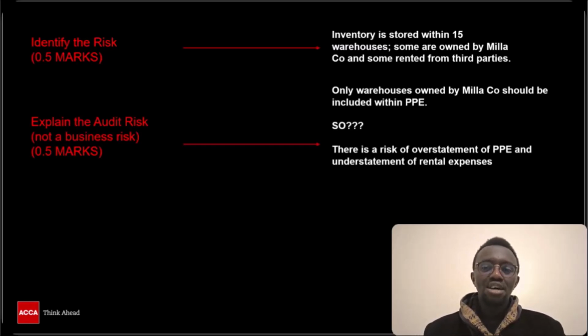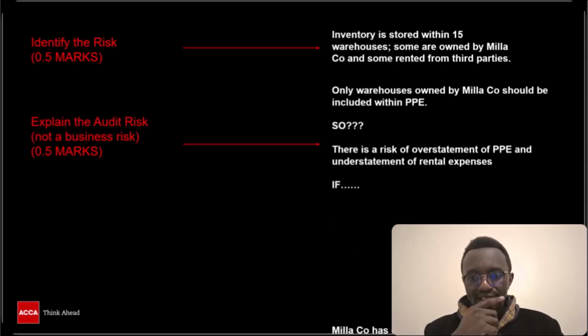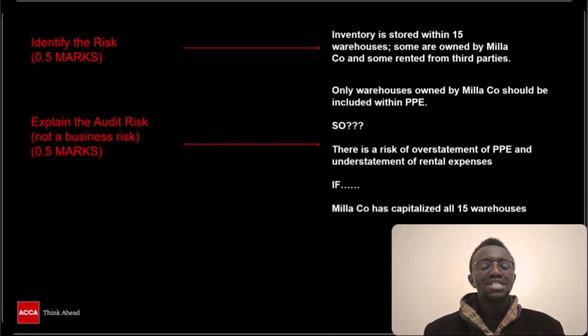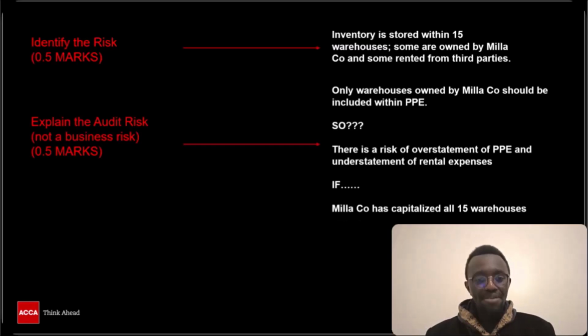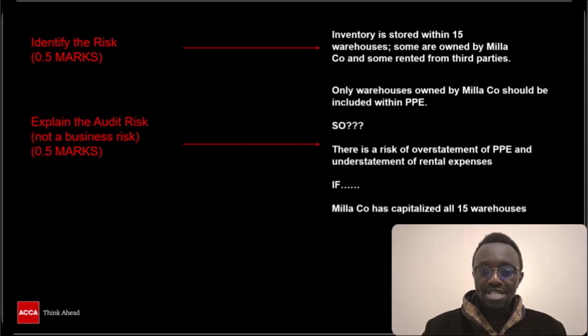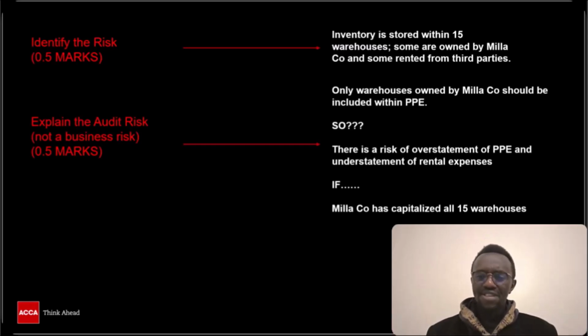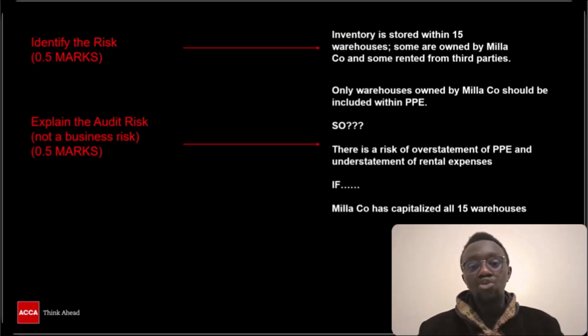Aha. If what happens? Well, if Miller Company has capitalized all 15 warehouses, now that makes sense. That makes sense. You see, you've told me there's a risk of, and look at this, the areas affected, PPE, rental expenses, those are within the financial statements, and you've told me overstatement, understatement, fantastic. But you don't just stop there. You want to give context of why you think that.